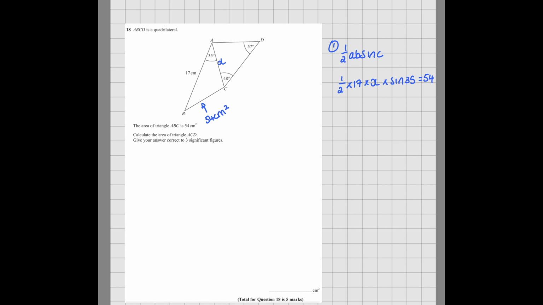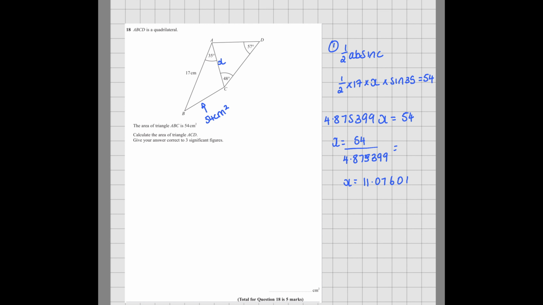So we do a half times 17 times sine 35, and we end up with 4.87539 x equals 54. And to work out x, we do 54 divided by 4.87539, and we end up with 11.07601. Now, we don't want any rounding issues, so I would recommend leaving at least 4 decimal places.